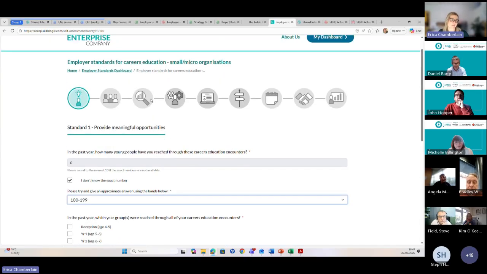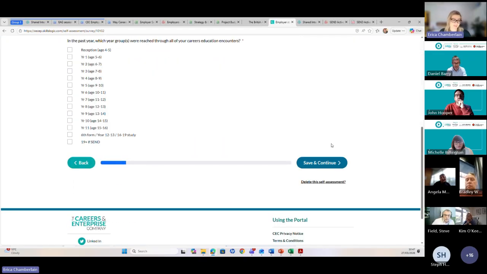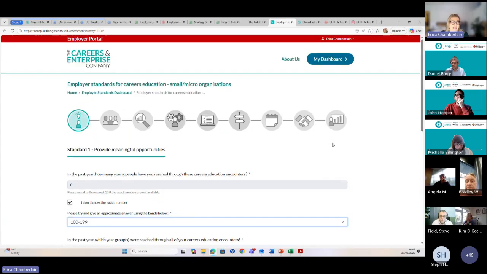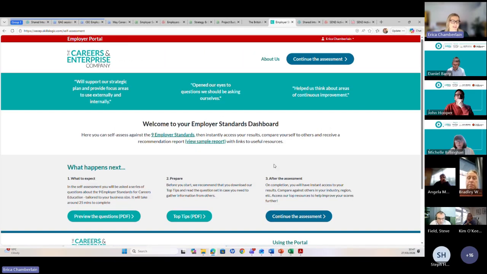So you go through and you answer questions through each of these standards, and that should take around 25 minutes if you have the information. But as I said, you could either guess now and carry on to the end, or you can save and continue and come back later. And then when you get to the end, that's when you'll get to your recommendation report. And in the dashboard, once you've completed, that's where you can access things like your progression dashboard and your recommendations report, and you can log in at any time and come back to that information to continue thinking about how you use the resources.